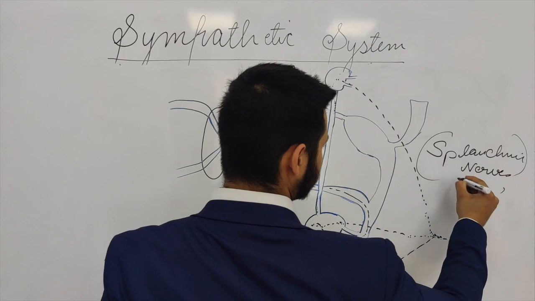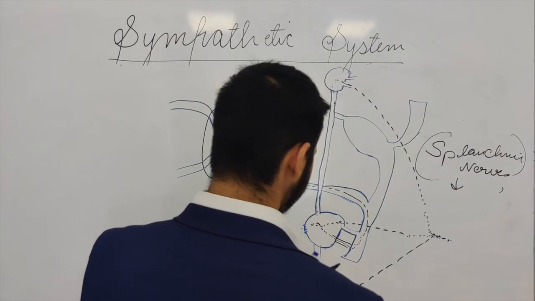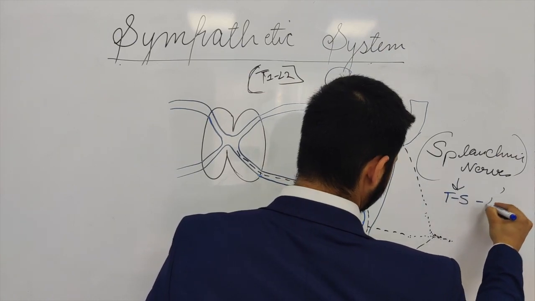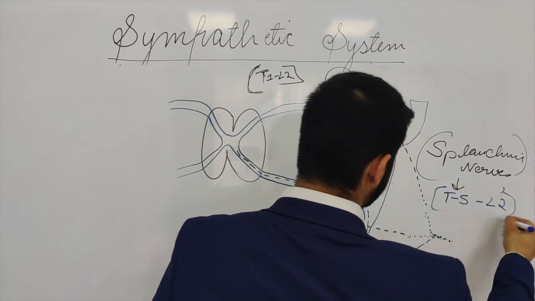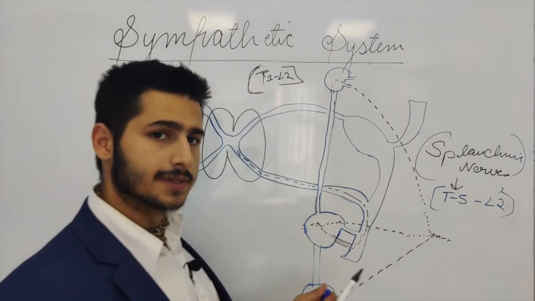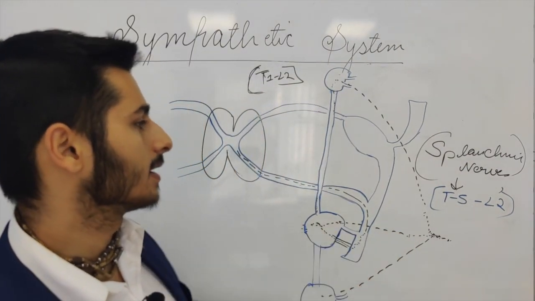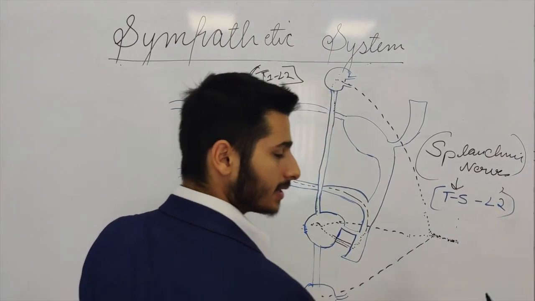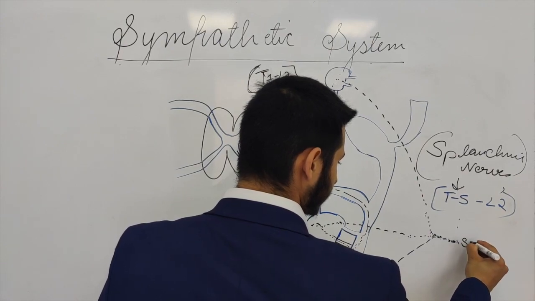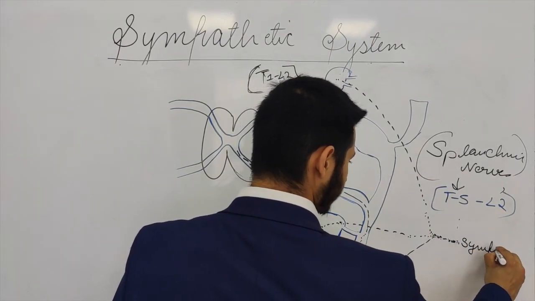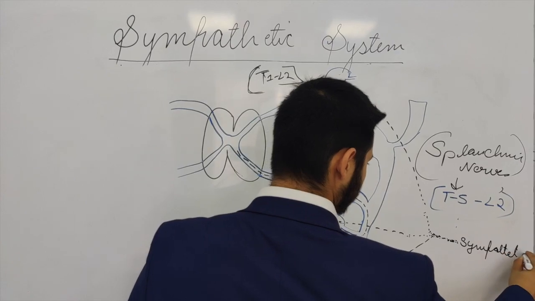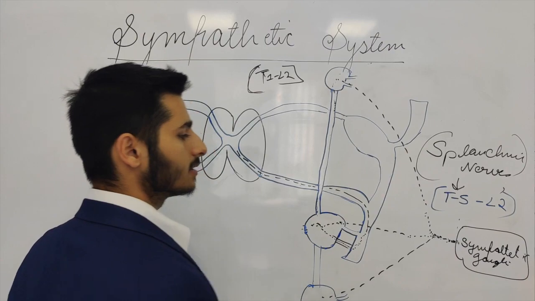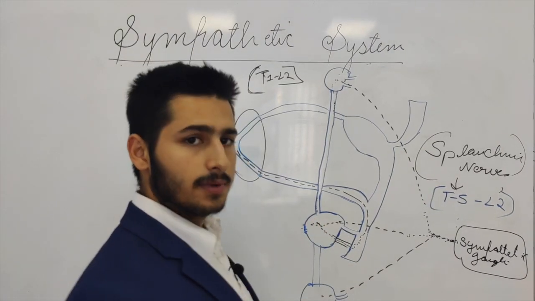The preganglionic fibers in these nerves arrive from the levels T5 to L2. These are the vertebral levels from where these fibers arrive and form the splanchnic nerves. These fibers connect with the sympathetic ganglion around the roots of major arteries that are branching from the abdominal aorta.